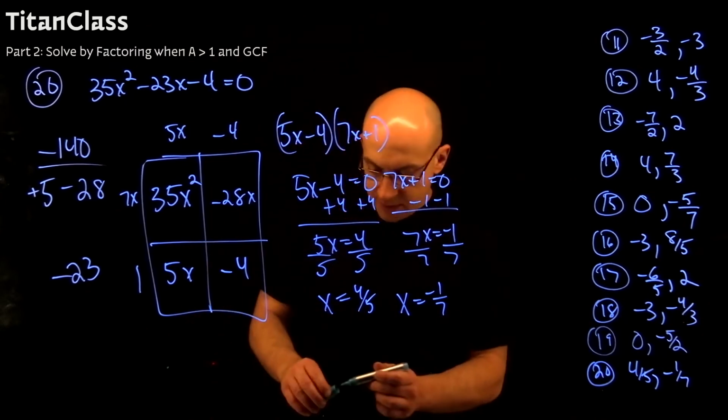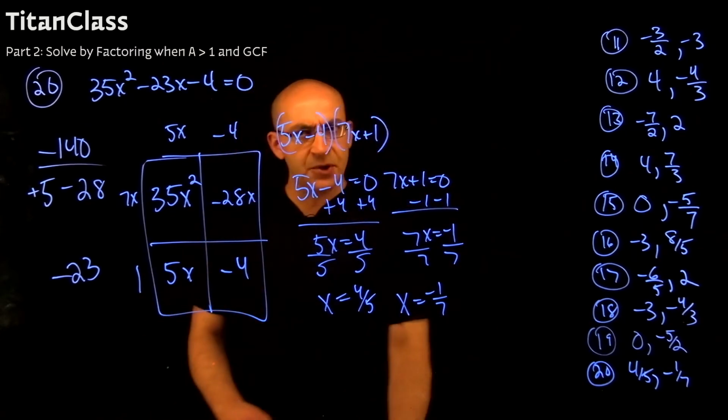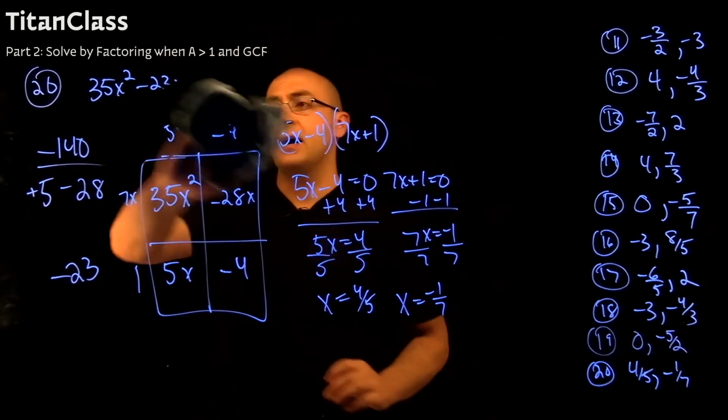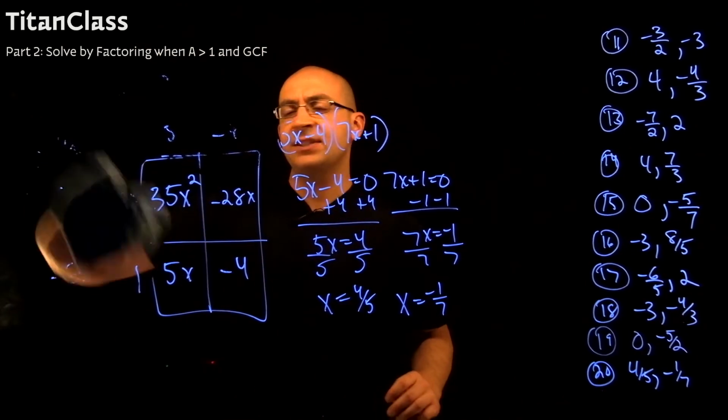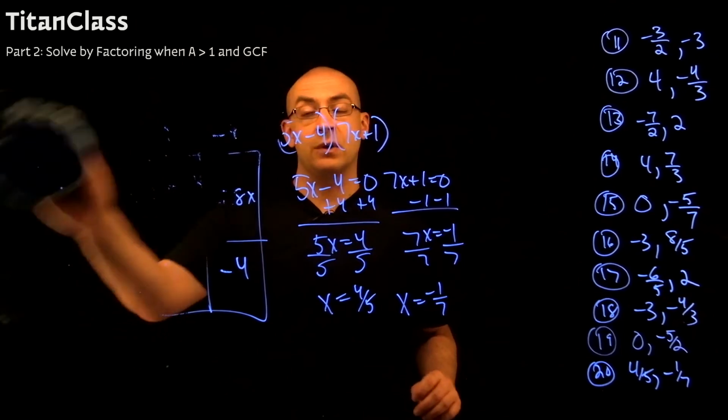All right. So 20 questions down. It took a while, right? Because we're area modeling, we're factoring the whole thing. This next section is going to be on solving by square roots.